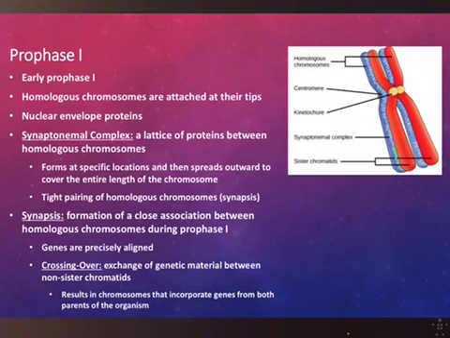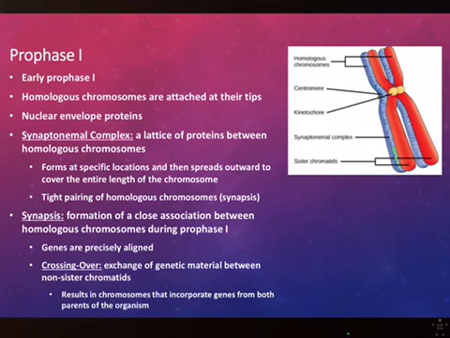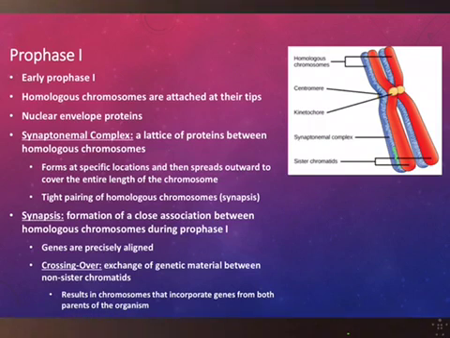I kind of think of it as the peanut butter of the peanut butter sandwich. Right, it's holding the 2 halves or 2 pieces of bread together. This forms at specific locations and then starts to spread outward to cover the entire length of the chromosome. So in the early stages, it's not the whole length of the chromosome that has the complex. Instead, it will start and then grow outwards. This creates a tight pairing between the homologous chromosome pairs.